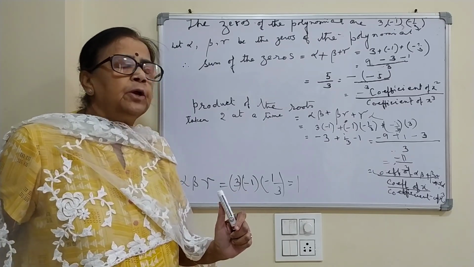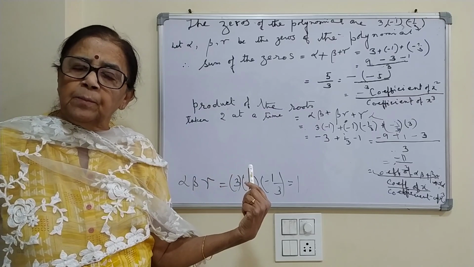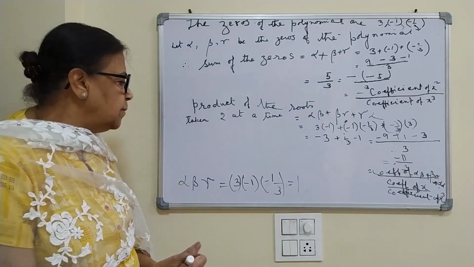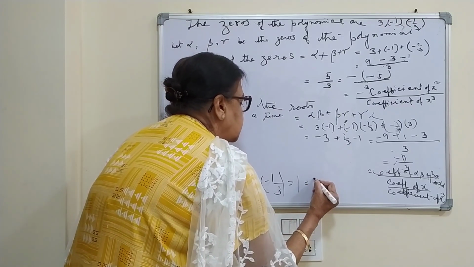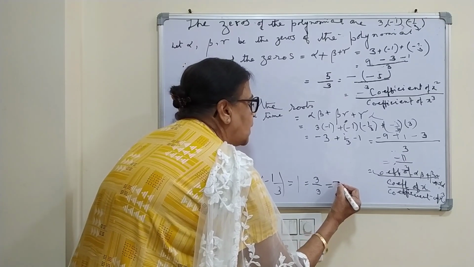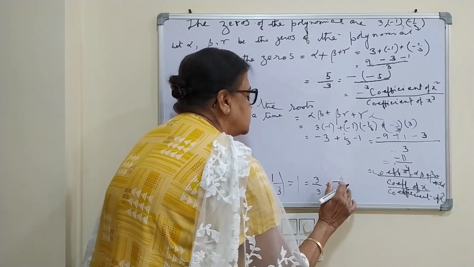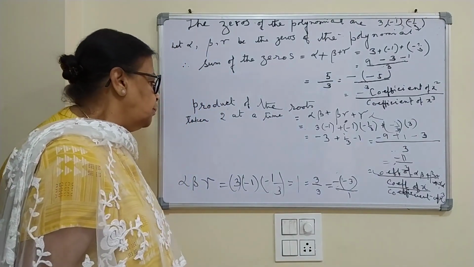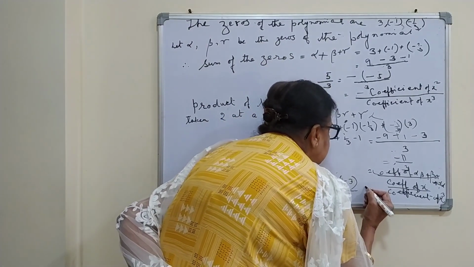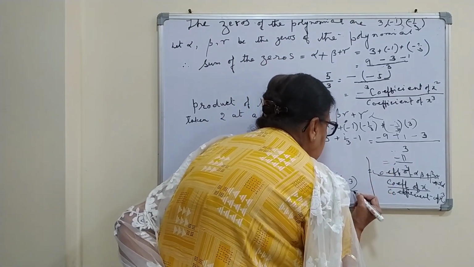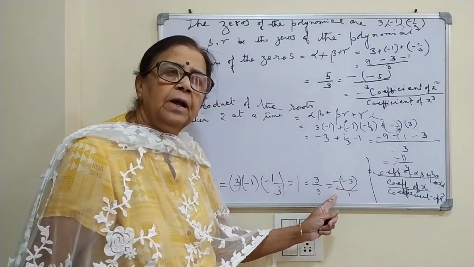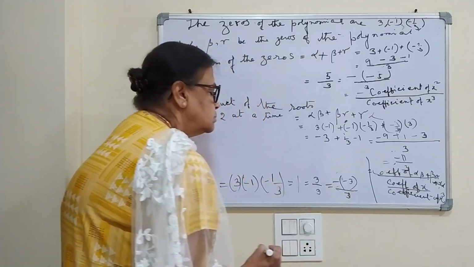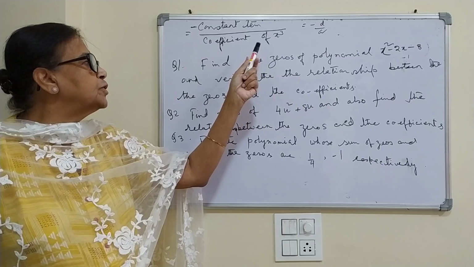Now the product of the zeros, alpha beta gamma, is equal to 3 into minus 1 into minus 1 by 3, which is equal to 1. 1 can be written as minus 3 divided by minus 3. That is, the product of the zeros is equal to the constant term divided by the coefficient of x cube, minus of the constant term divided by the coefficient of x cube.